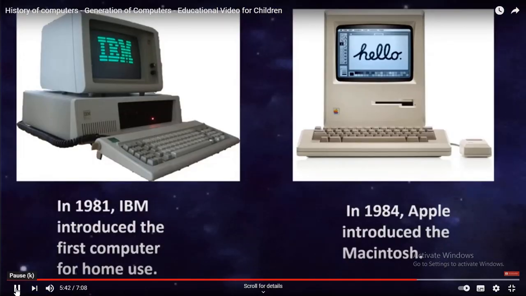Examples. In 1981, IBM introduced the first computer for home use. In 1984, Apple introduced the Macintosh.